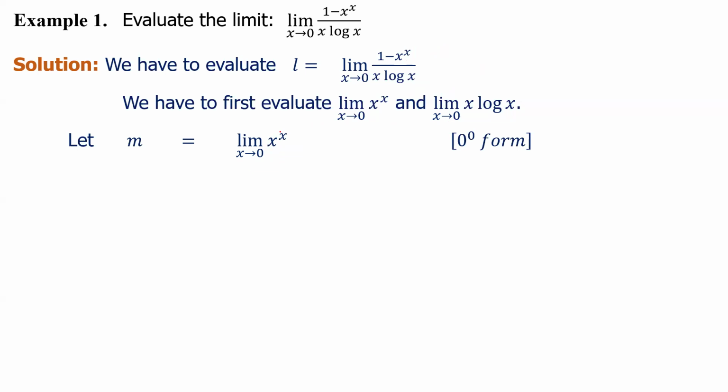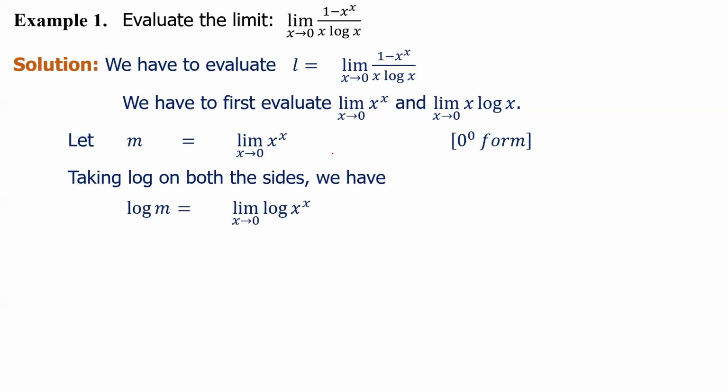And we know that if any limit has 0 to the power 0 form, we have to take log on both the sides. Taking log on both the sides, we have log of m equal to log x to the power x. Again, we know that log m to the power n is n log m. So we can write log m equal to the limit of x log x when x tends to 0. It has the 0 into infinity form.